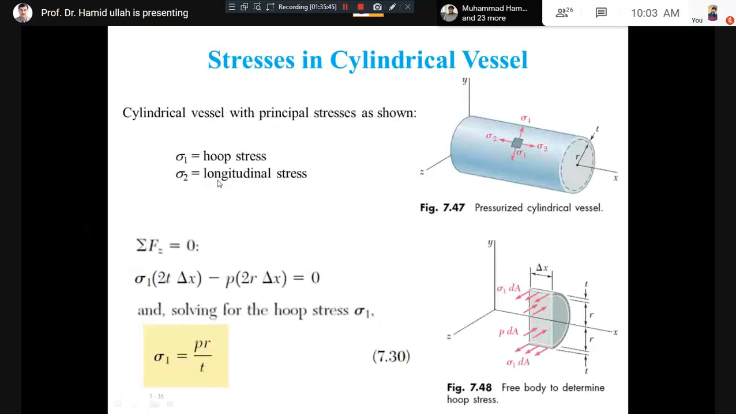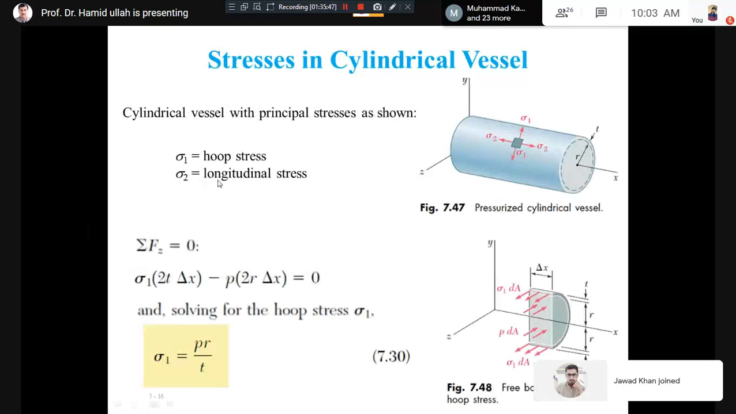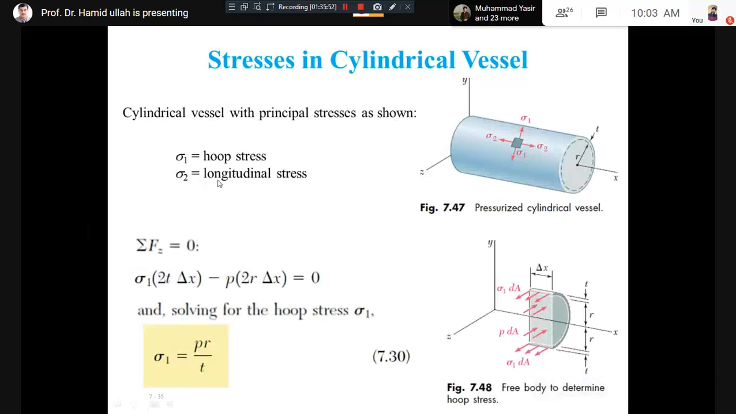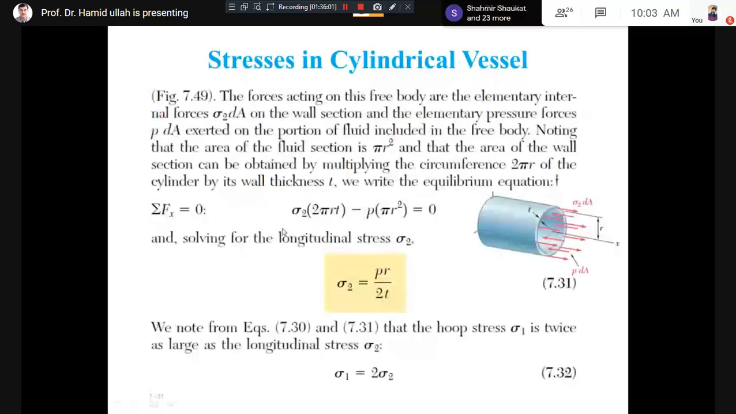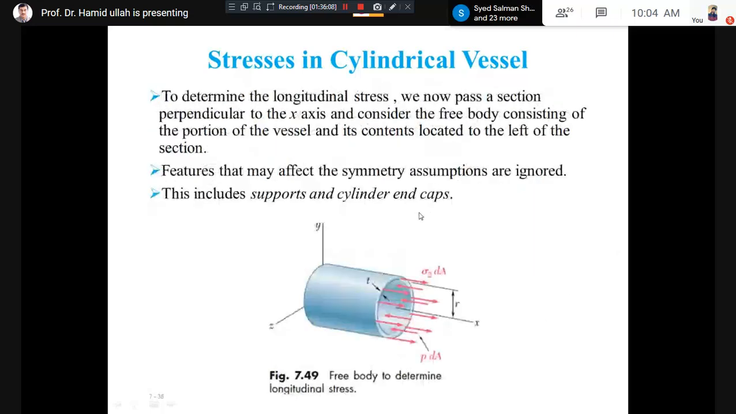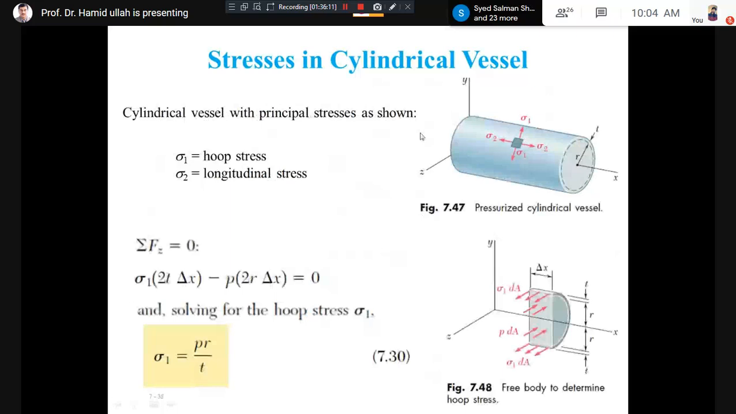Now for this, again the procedure is the same. We have to section it, and after sectioning we draw the free body diagram. Once we have drawn the free body diagram, we apply the equilibrium condition, sum of all the forces equal to 0, and the equilibrium condition gives us what we need, in this case sigma 2. Here the cutting plane is required, and you can see the cursor, this is the cutting plane. I want to cut the cylinder by a cutting plane which is perpendicular to the axis.